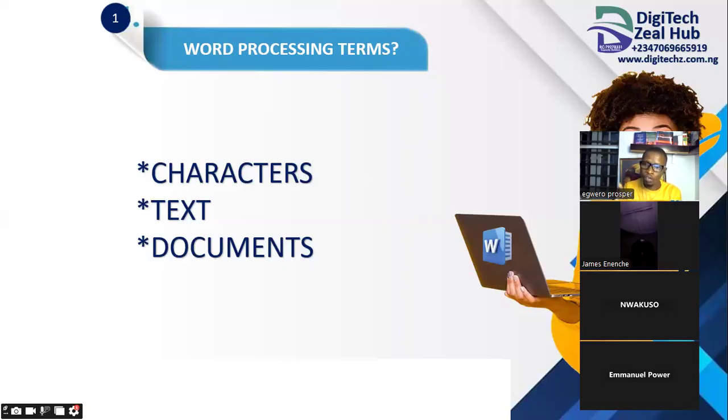The combination of 2 or more characters that forms a word is called what? Text. Let me prove it. My name, Prosper, is a word, not a character, because it is a combination of 7 characters that forms what? The word called what? Prosper. Now, the moment it makes sense, that is when it should be called what? Text. Please get it right.